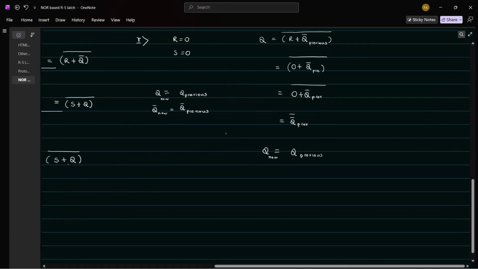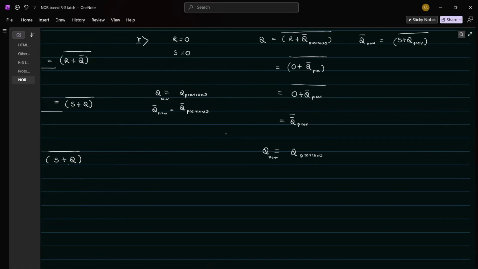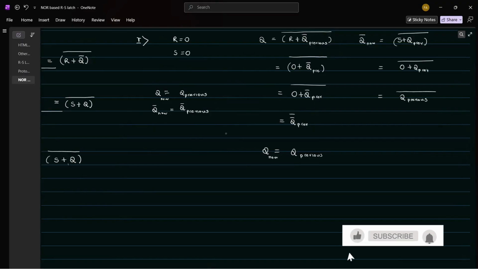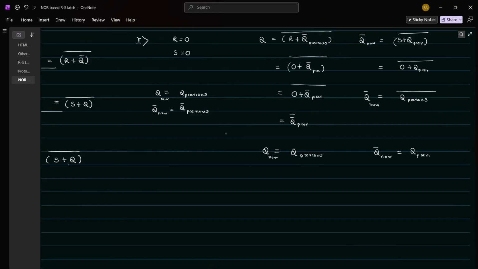Similarly, we have Q bar now, and that is given as (S plus Q previous) whole thing bar. So that is (0 plus Q previous) whole thing bar, which is equal to Q previous whole thing bar. So that is Q bar now. So it also works for Q bar now equal to Q previous whole thing bar. That is the expected outcome, and it works for both combinations possible.